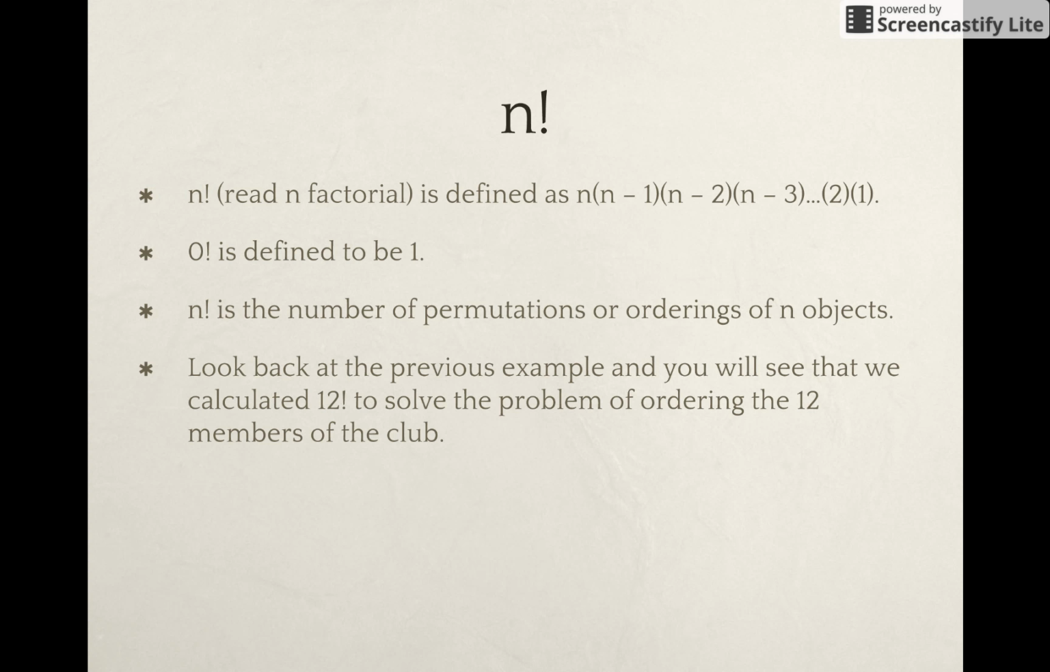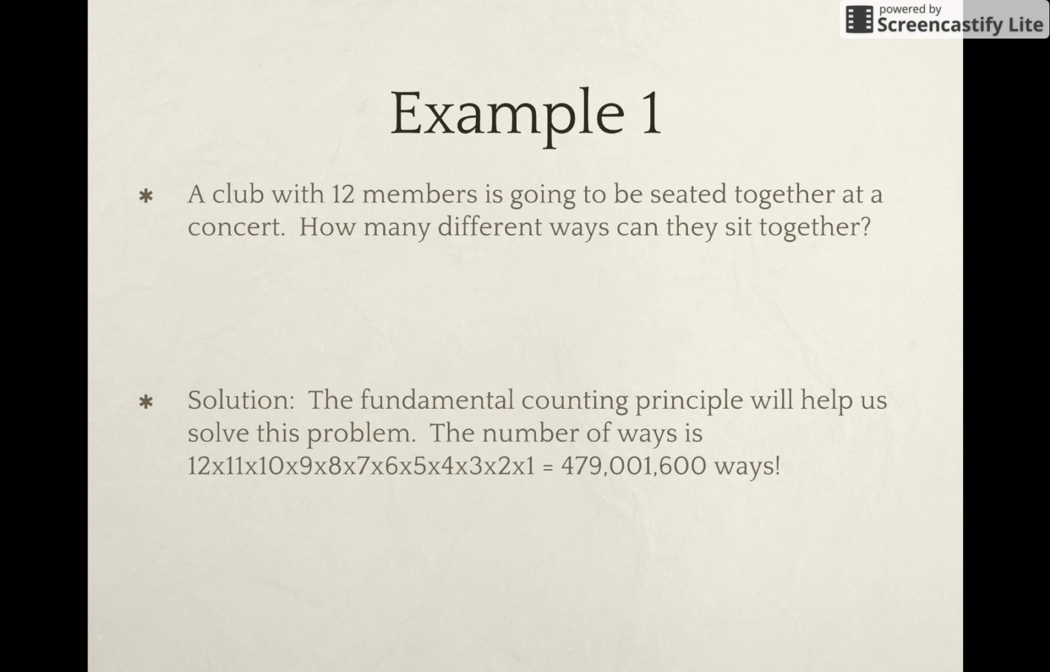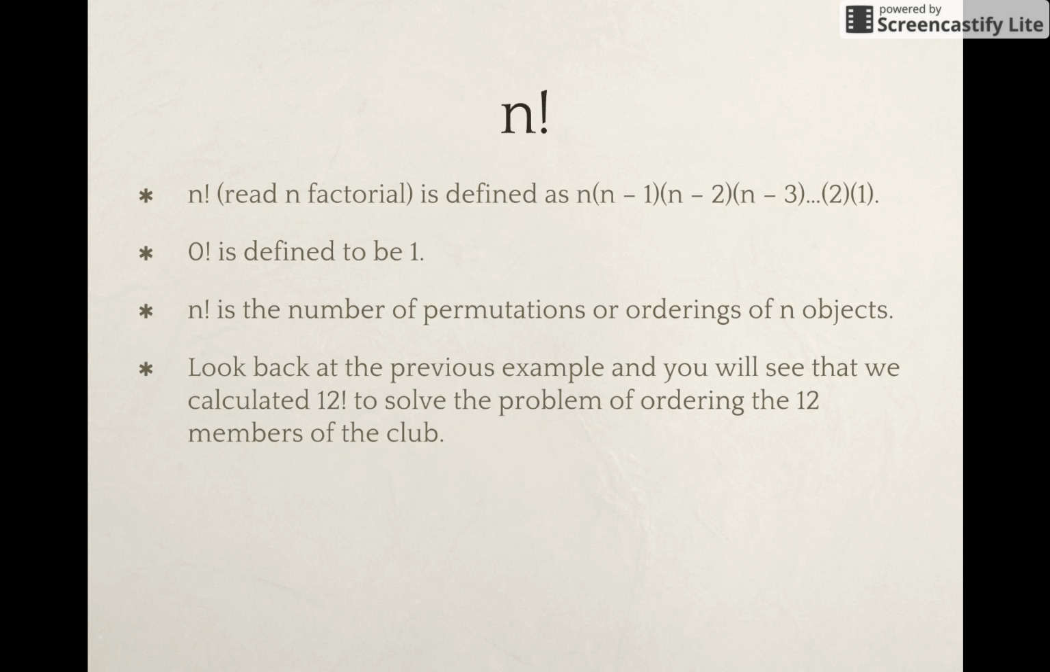N factorial is actually the way of calculating the number of permutations or orderings of n objects. So if we toggle back to our previous example, we were ordering our 12 members in a seating arrangement, and you'll notice we multiplied 12 times 11 all the way down to 1. And that corresponds to the definition of n factorial that we see here on this slide.